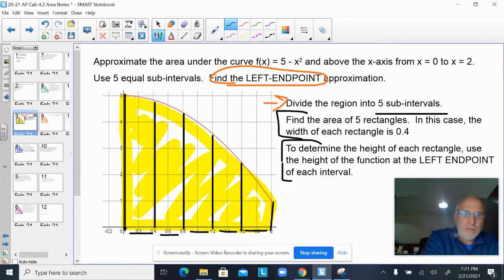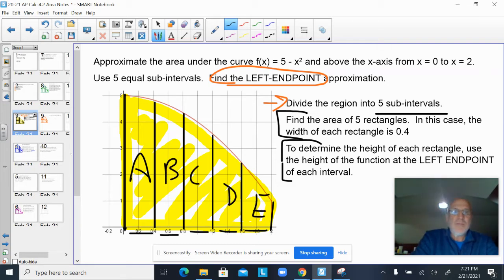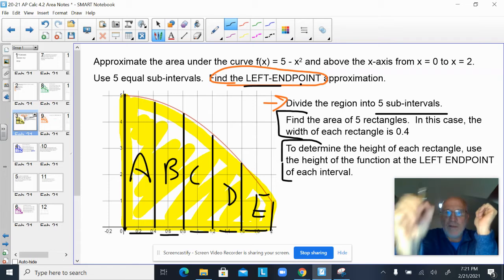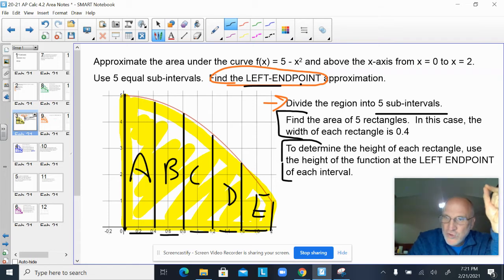So the first interval, here's interval A, B, C, D, and E. I happen to have 5 intervals, so I'm going to create 5 rectangles. Rectangle A, I've got, goes from 0 to 0.4. And since we're finding the left endpoint, however tall the function is at the left endpoint, which happens to be this height right there, that's the height of a rectangle. So I'm going to just draw that across and connect down.